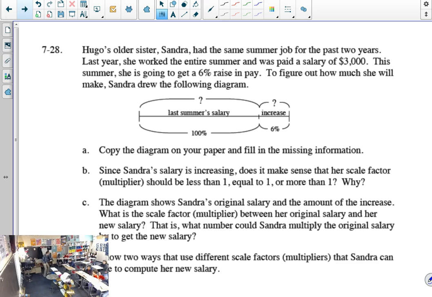We can scale things up, right? When you have a job, you're hoping that you get a raise because you want to be paid more money, right? That makes sense. Copy this diagram real quick, label what it has, and then we will come back and do this problem. Notice now that our percent bar goes beyond 100%. This is different, right? Because we're going to increase beyond the total that we had. Try to figure out where that 3,000 would go.